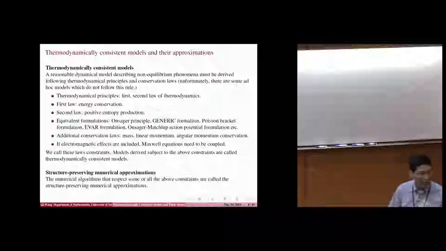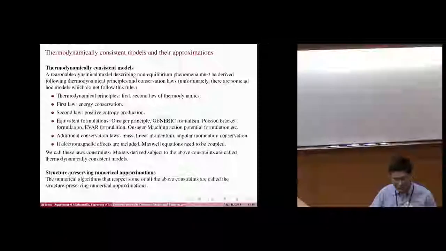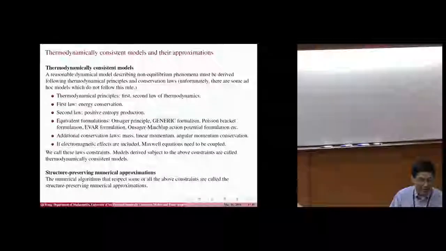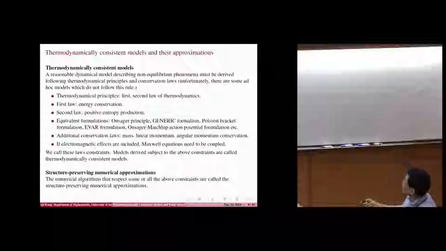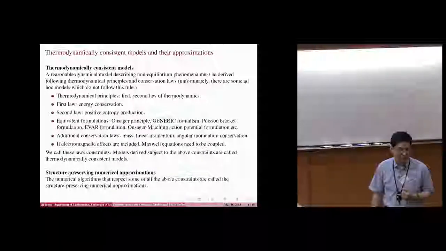For example, mass conservation, momentum conservation, angular momentum conservation. If you consider coupling electromagnetic theory, you have to have Maxwell equations, all this stuff, you have to respect them because they are physical laws. So if your model obeys all these constraints, then I call that a thermodynamically consistent model.